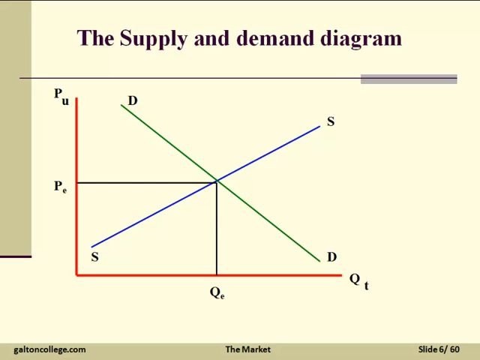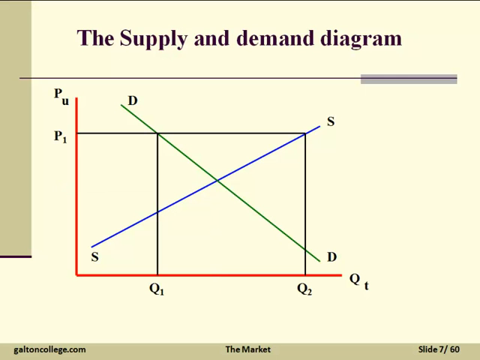And where the two cross, we call it the equilibrium. That's the point at which supply and demand are balanced. In this case it's PE, E for equilibrium, so the equilibrium price, PE, and the equilibrium quantity demanded and supplied, QE.